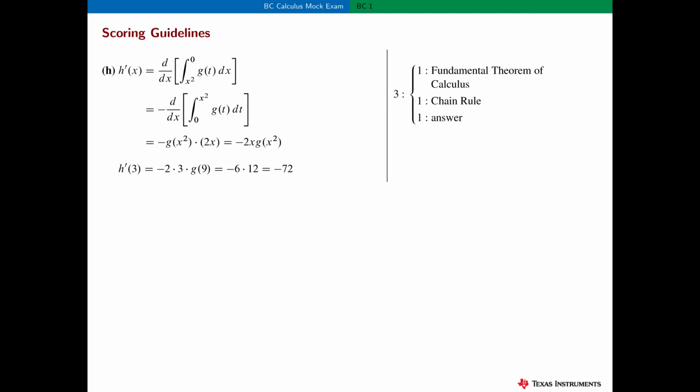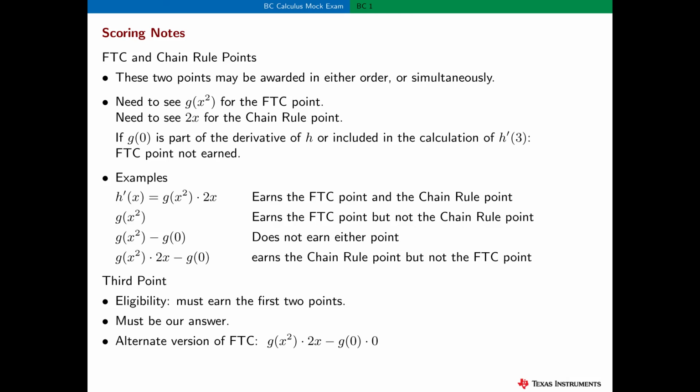Here are the scoring guidelines for part h. This problem is worth 3 points. 1 point for the Fundamental Theorem of Calculus, 1 point for using the chain rule correctly, and 1 point for the final answer. Here are some interpretations of these guidelines to help understand how points are awarded.